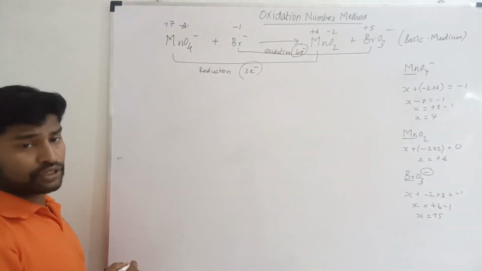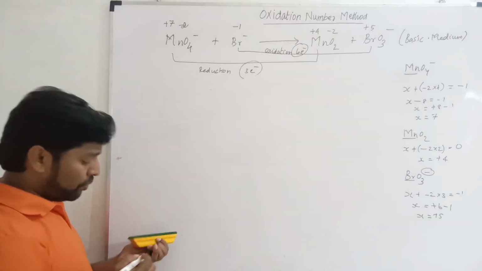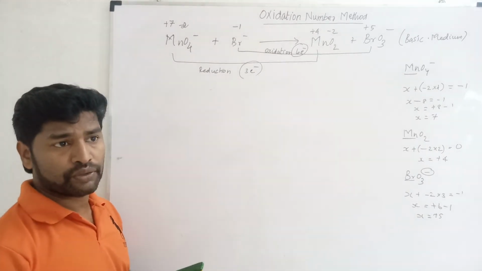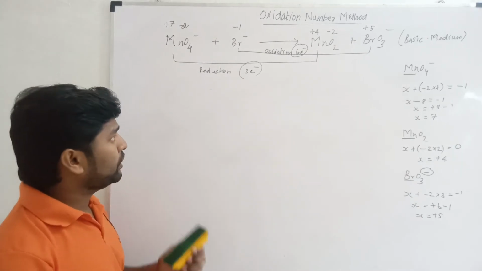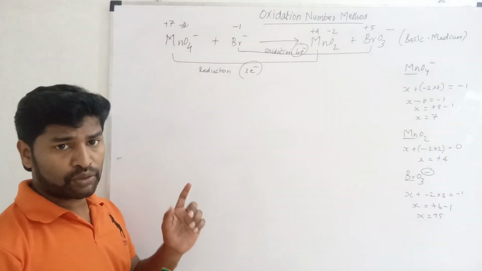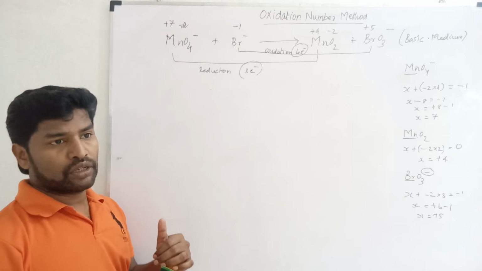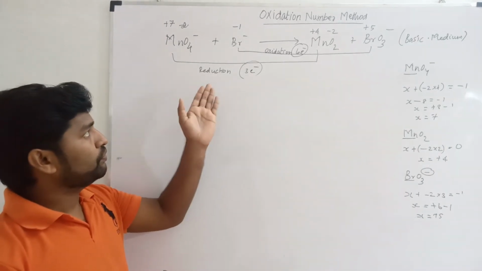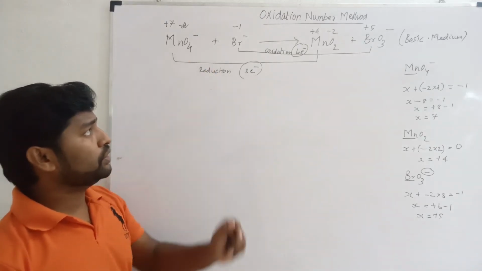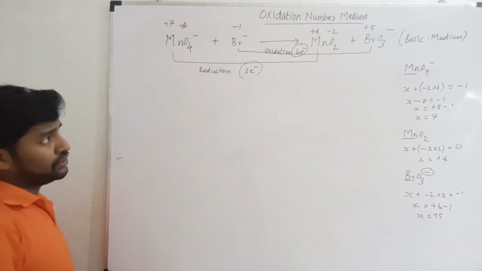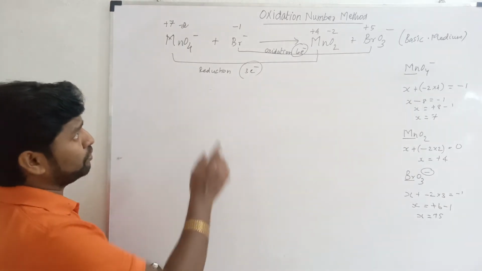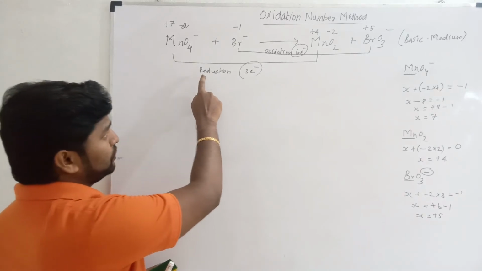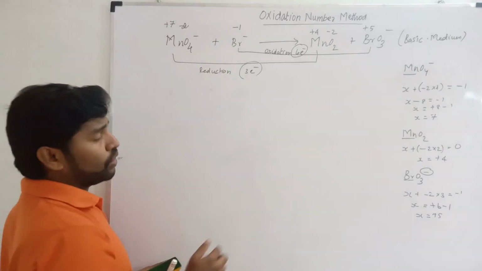Now let's see the third step. How many electrons gained? 3 electrons gained. How many electrons lost? 6 electrons. When a reaction takes place, the number of electrons gained and lost should be equal. So for balancing that, we have to cross multiply: the number of electrons oxidized is multiplied with the reduction reaction, and the number reduced is multiplied with the oxidation.